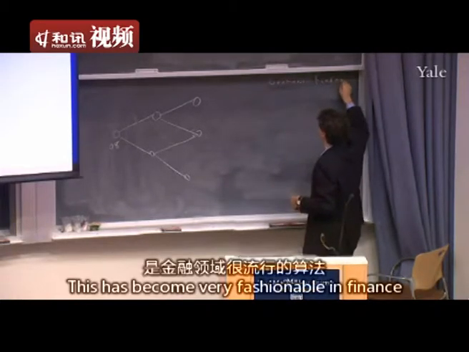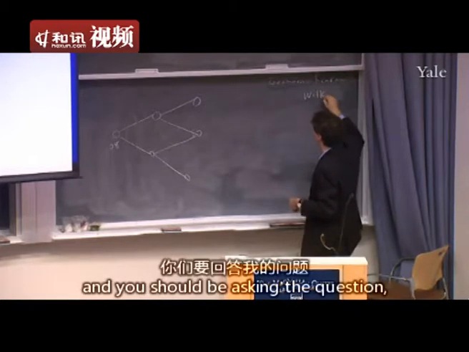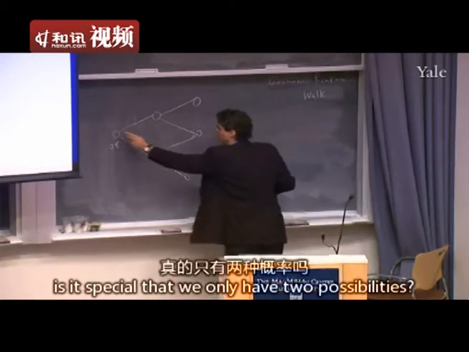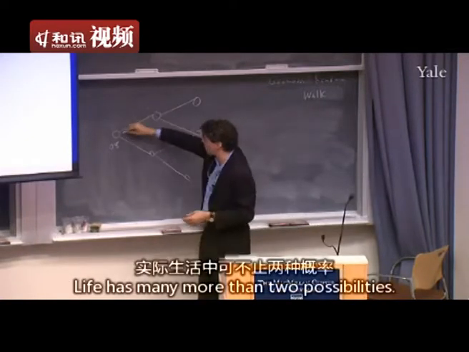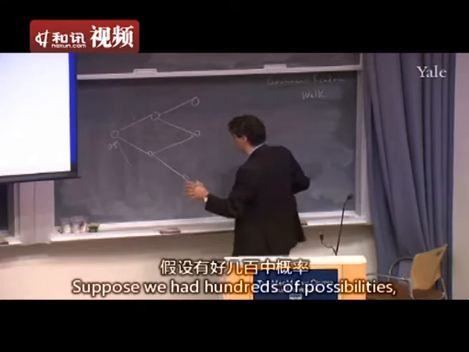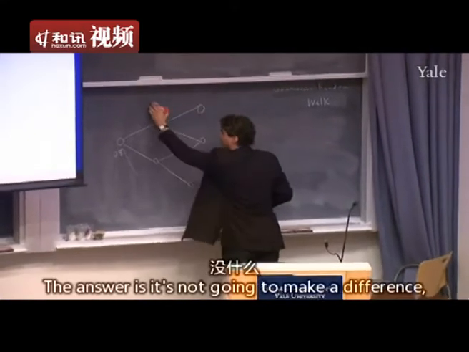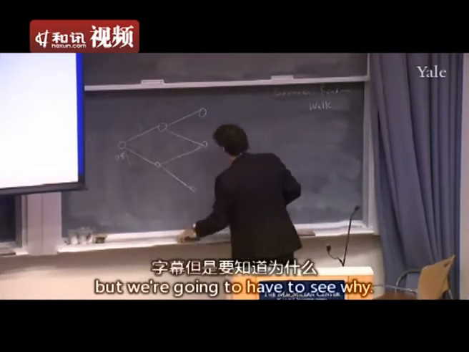This has become very fashionable in finance, and you should be asking the question, is it special that we only have two possibilities? I mean, life has many more than two possibilities. Suppose we had hundreds of possibilities. Would that make a difference? The answer is it's not going to make a difference, but we're going to have to see why.